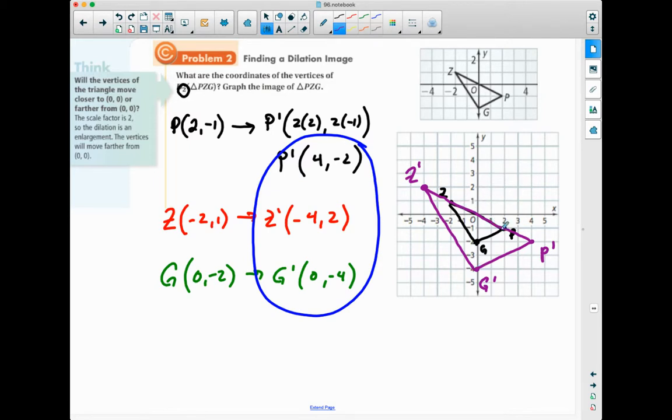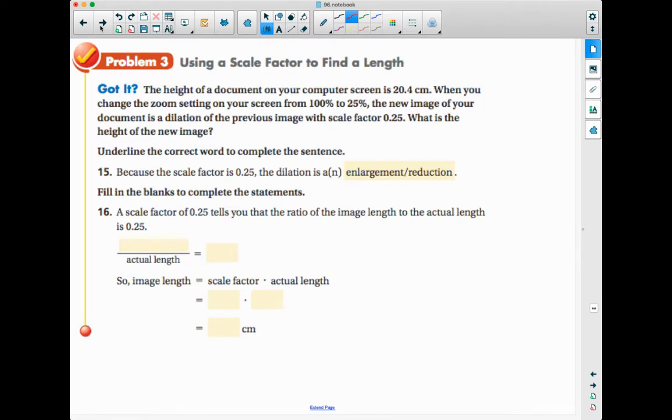That's okay. The reason is because it goes to the origin. Remember, our center of dilation is the origin. So that point that's right here, on the original black triangle, is not going to go anywhere because it's going to be dilated right on top of itself. Great. Using the scale factor to find length.